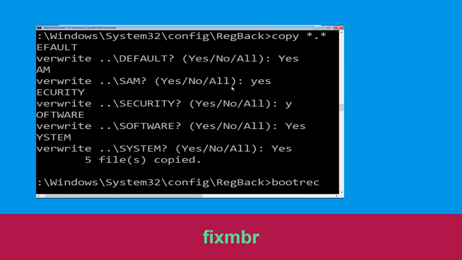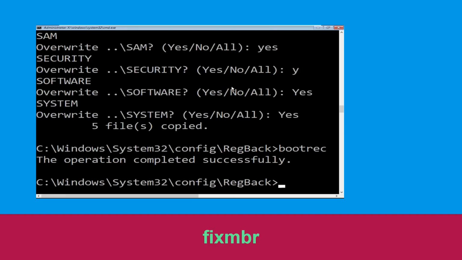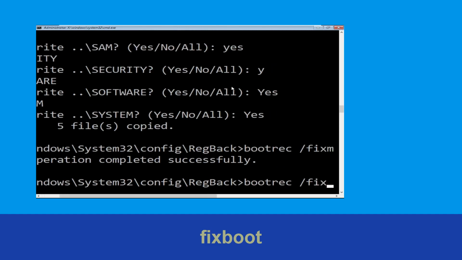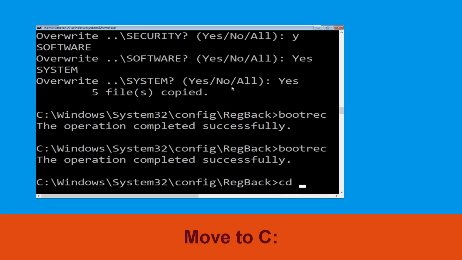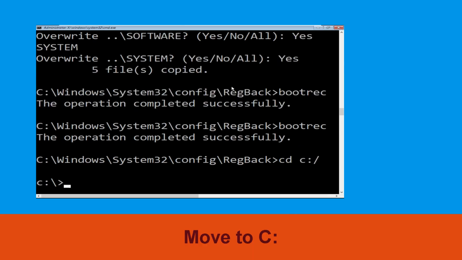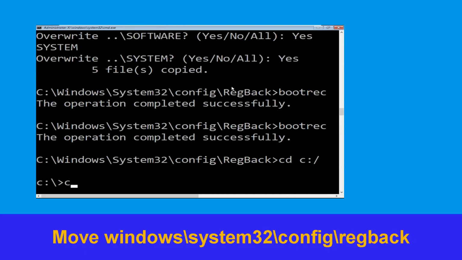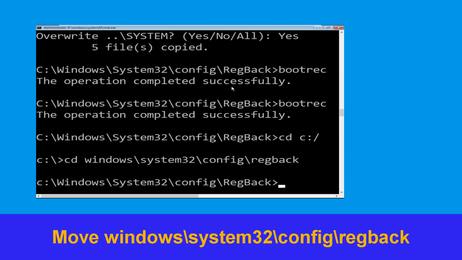Type in bootrec /fixmbr and hit enter to execute the command. Now type bootrec /fixboot and hit enter to execute. Now execute this command cd c:\. Now execute this command. Type cd windows\system32\config\regback, then simply hit enter to execute this command.